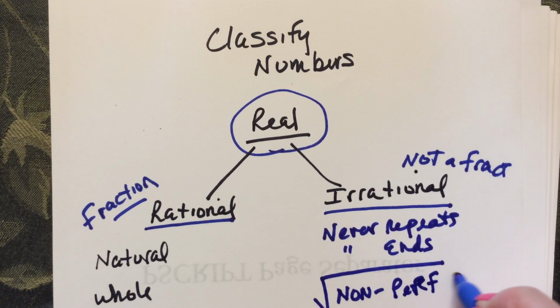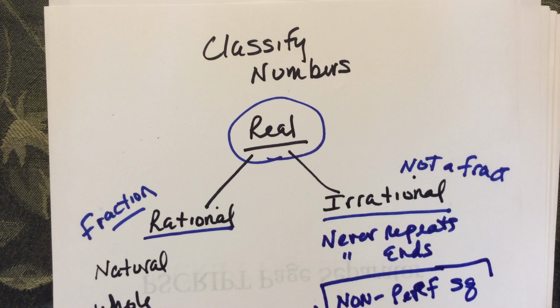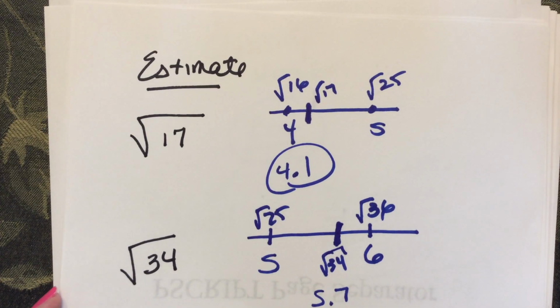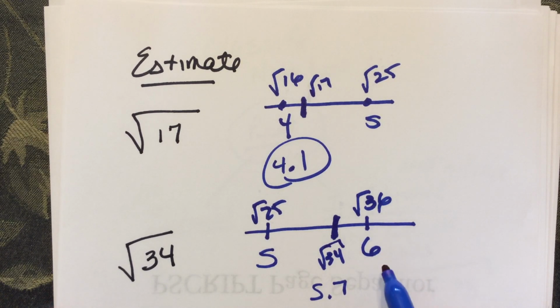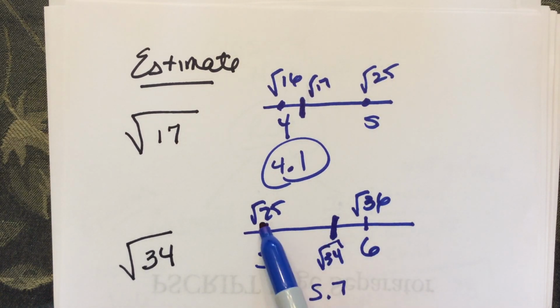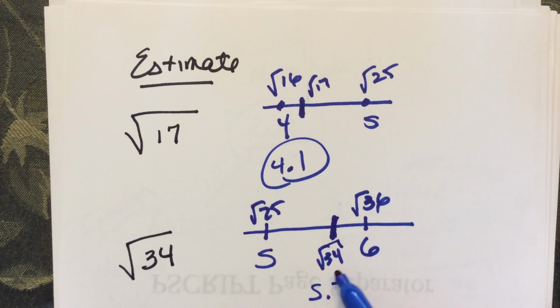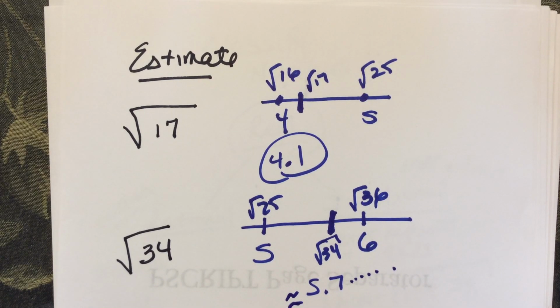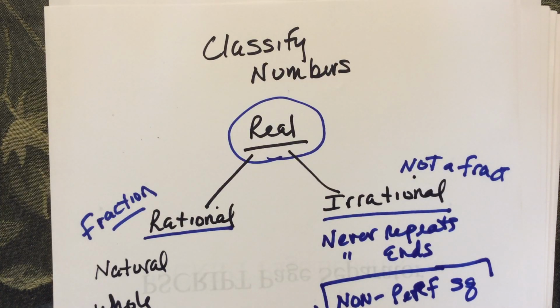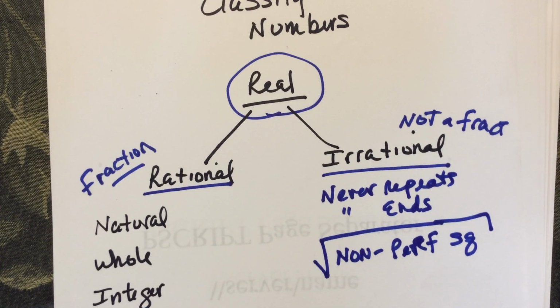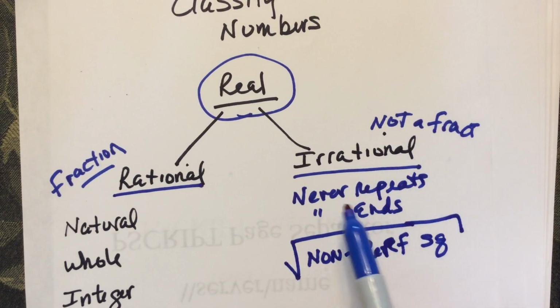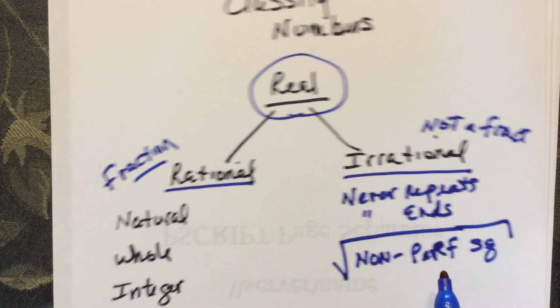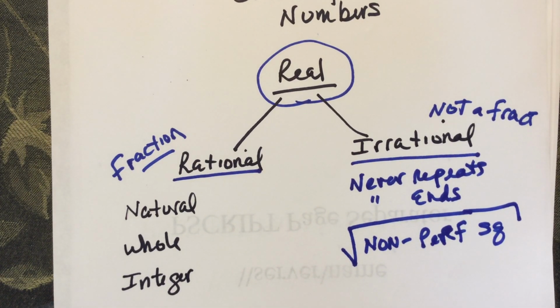Okay? Now another way to say that is it's the square root of a non-perfect square. So in this example here, square root of 36 is a rational number because 6 can be written as 6 over 1. Square root of 25 is a rational number, that's 5. Square root of 34 is in between those. So I estimated at 5.7, but it basically goes on, so that is an irrational number. So irrational numbers, not a fraction, never repeat, never end, and the square root of anything that's not a perfect square.